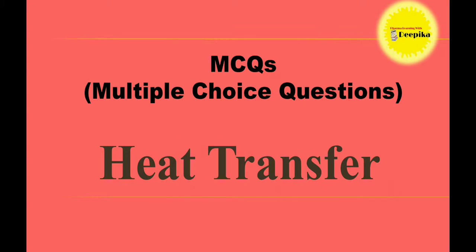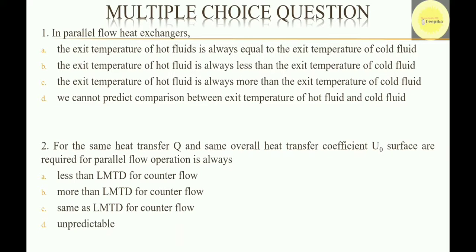Let's start the MCQs on heat transfer chapter. So the first question is, in a parallel flow heat exchanger, options are A. The exit temperature of hot fluid is always equal to the exit temperature of the cold fluid. B. The exit temperature of hot fluid is always less than the exit temperature of the cold fluid. C. The exit temperature of hot fluid is always more than the exit temperature of cold fluid. D. We cannot predict the comparison between exit temperature of hot fluid and cold fluid. So the answer is C. The exit temperature of hot fluid is always more than the exit temperature of cold fluid.